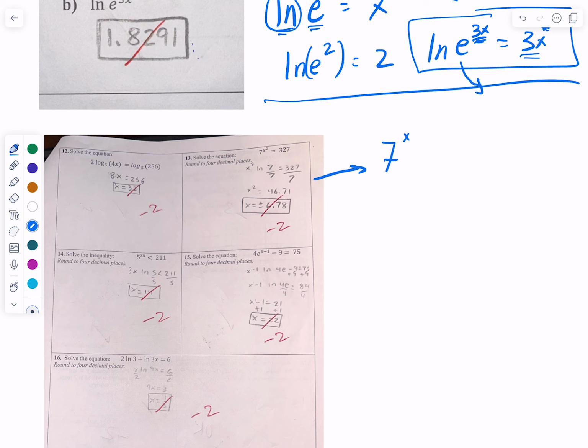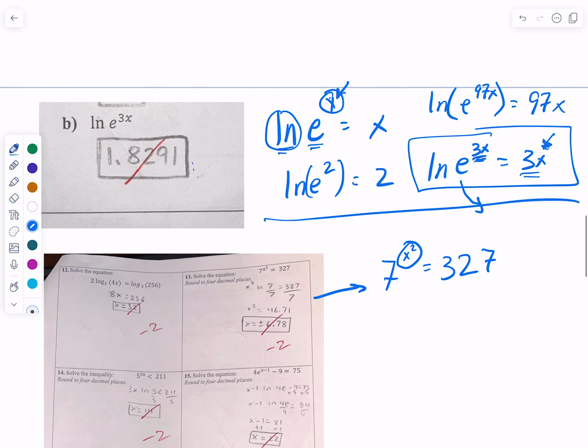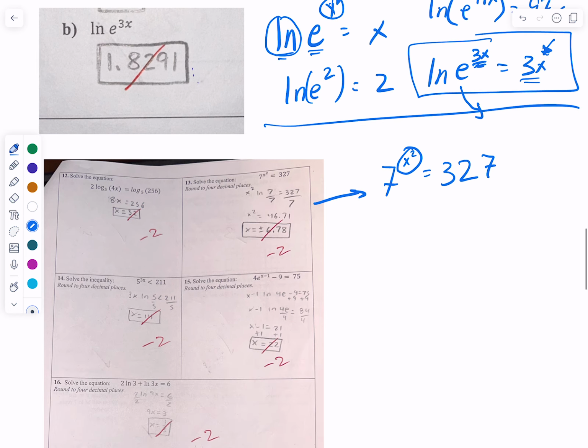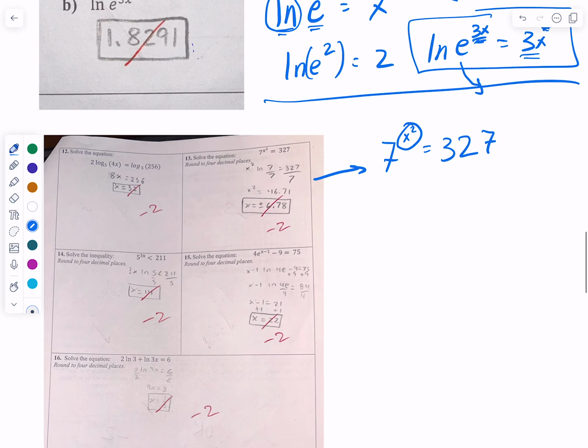7^(x squared) equals 327. So the whole key here is that you use logs to get things out of exponents. Again, using this trick here, the trick that I just showed you earlier, right? The trick that says log of e to the x is equal to x log e. So let's do that. So we have to take the log of both sides.